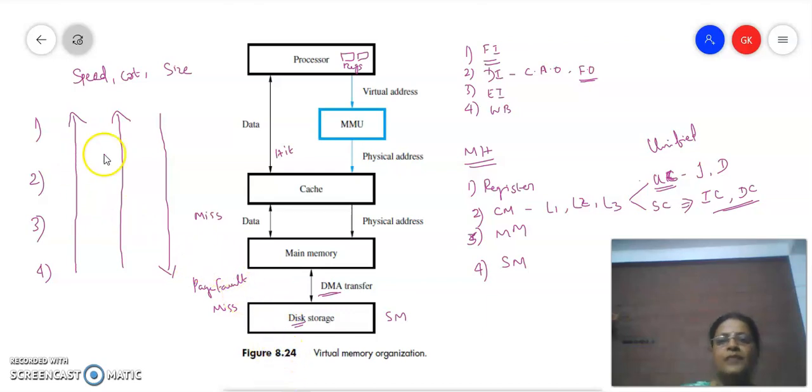So if I compare the memories across these levels, we have these three parameters: speed, cost, and size. As I go nearer, the speed will be fast, the cost of the storage unit will be more, and the size will be less. So these are the three important parameters that have to be associated with different levels.